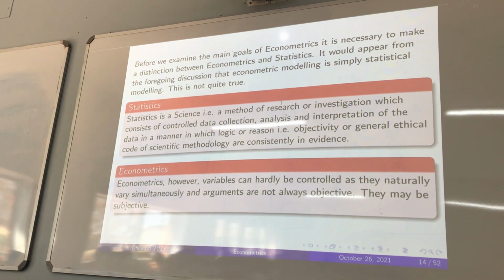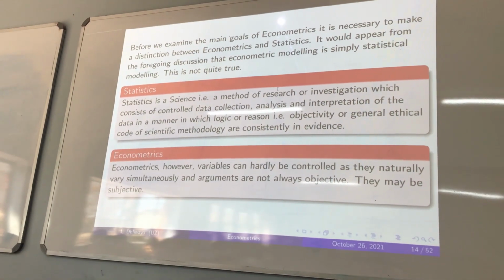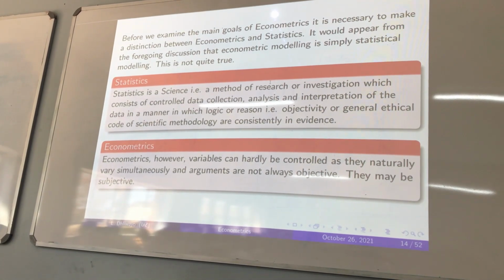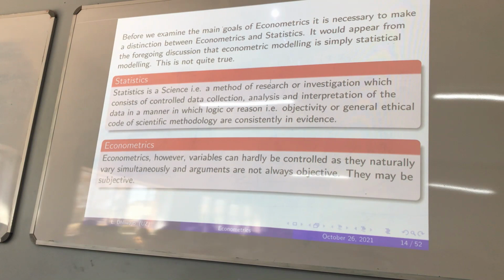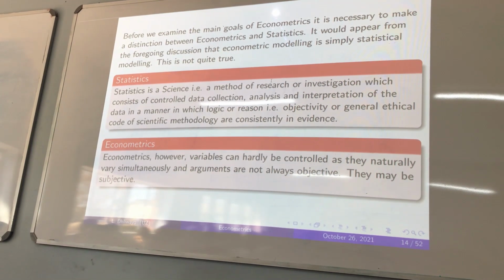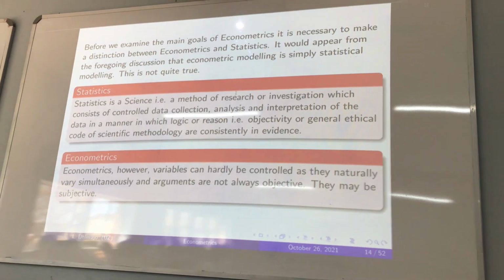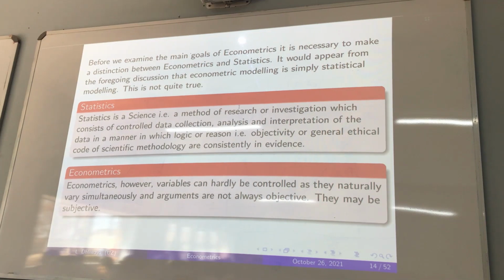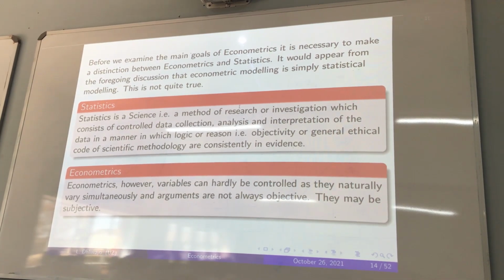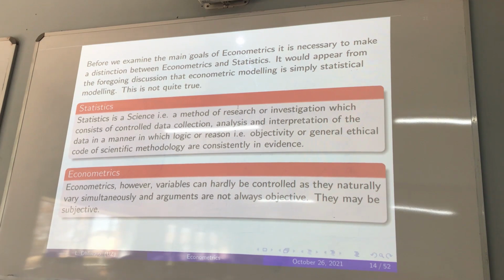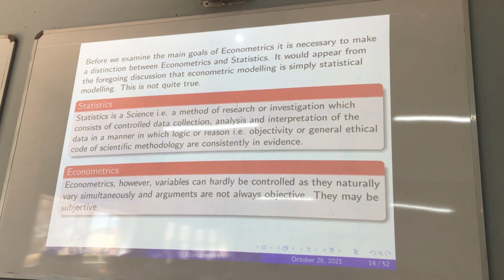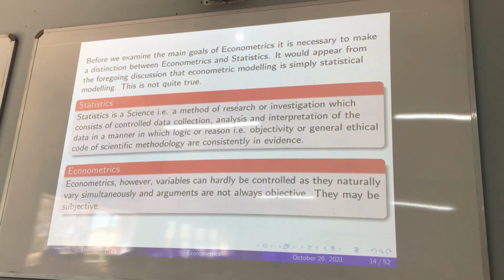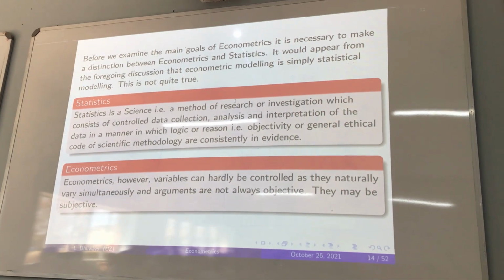Before we examine the main goals of econometrics, it is necessary to make a distinction between econometrics and statistics. It would appear from the foregoing discussion that econometric modeling is simply statistical modeling. This is not quite true. So let's get a definition of what statistics is. Statistics is a science, i.e. a method of research or investigation, which consists of controlled data collection, analysis, and interpretation of the data in a manner in which logic or reason, i.e. objectivity, or generally the ethical code of scientific methodology are consistently in evidence.